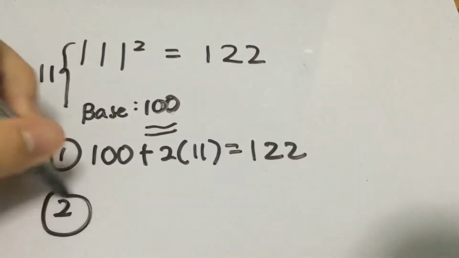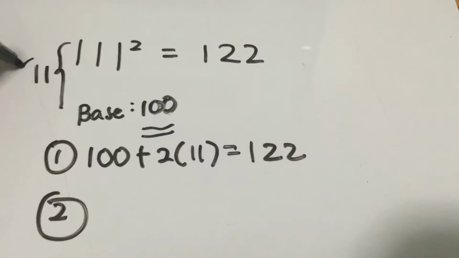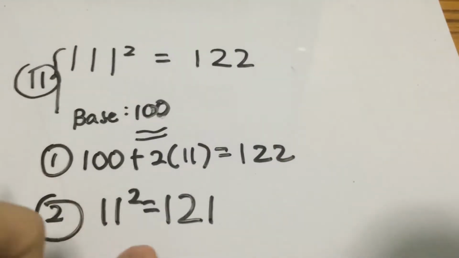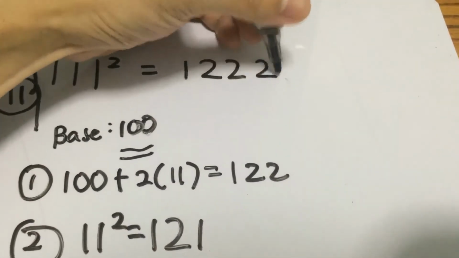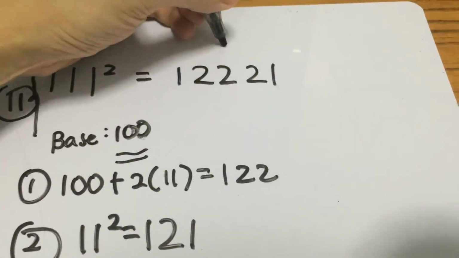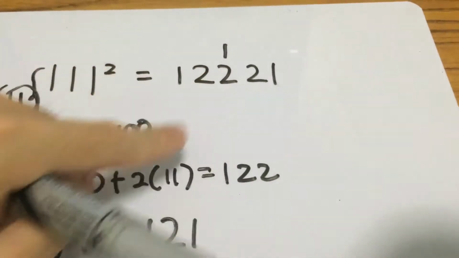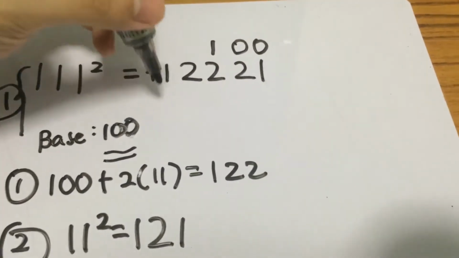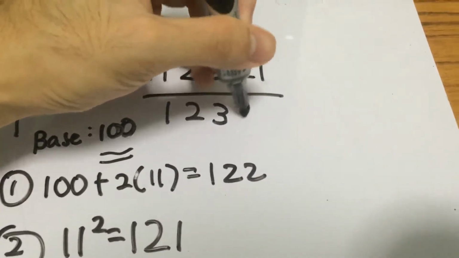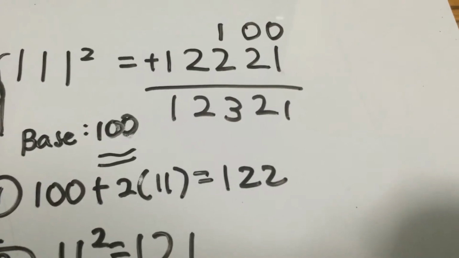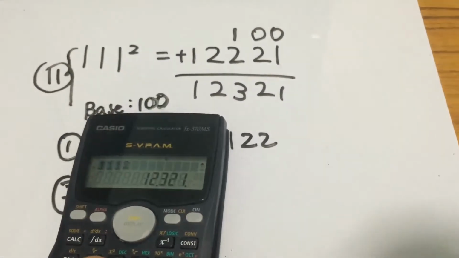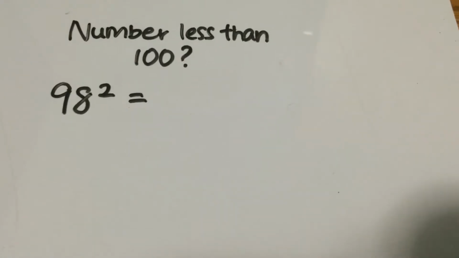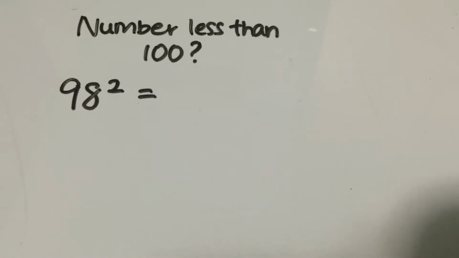Next, I take the difference itself and square it. The difference is 11, so 11 squared gives you 121. But this has 3 digits, and we can only fit the last 2 digits in like this, and we write this 1 on top of this value. And last but not least, we sum it all up, and that gives you 12321. Here is a check using the calculator, and here is the answer: 111 squared is equal to 12321.